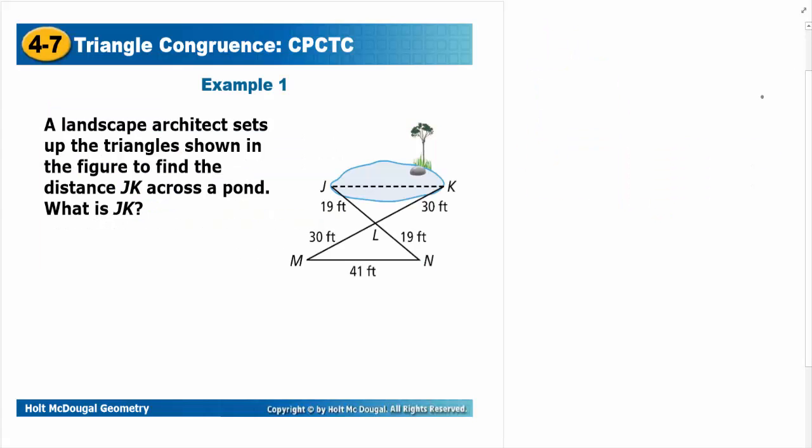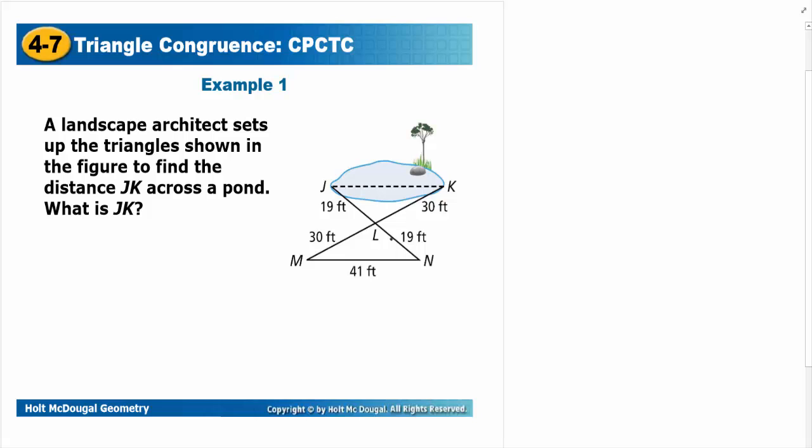All right. So the first example is pretty easy, honestly, and then we'll get into our proofs. This is just explaining the concept of CPCTC. Okay. So this one is giving you a figure, and JK is going to describe the distance across the pond. They want you to find that distance. So this is just a simple concept of using congruent triangles to make those conclusions.